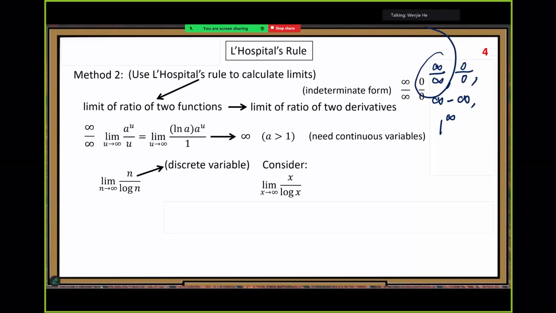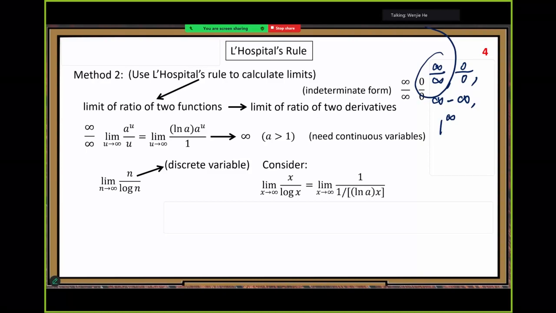For this version, you can see the form is the same, but the variable types are different: discrete variable type, continuous variable type. For the continuous version, we can apply L'Hopital's rule. The derivative exists, so we can take derivatives. So let's do it. L'Hopital's rule, because it's an infinity over infinity indeterminate form.